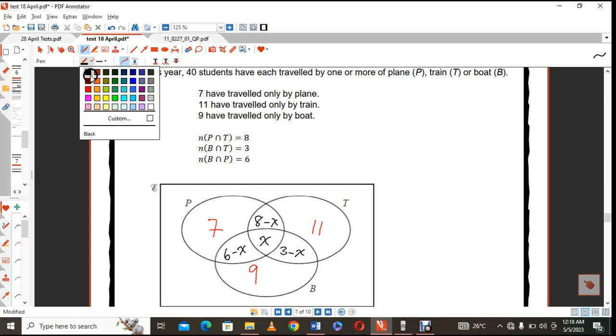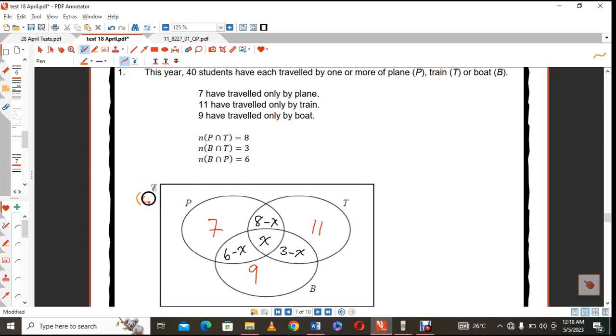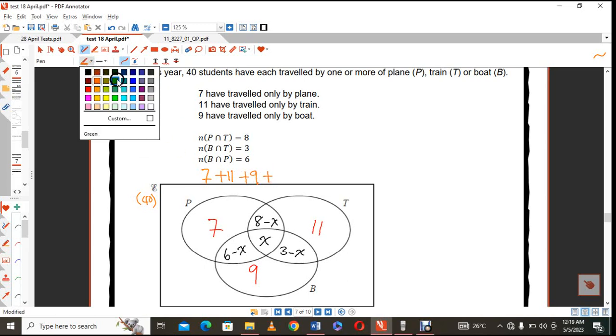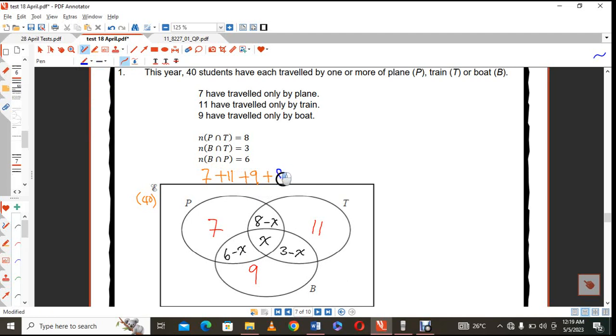So one way of doing it is, we know that the universal set is 40. So that means 7 plus 11 plus 9, okay, plus, I'm going to add only the numbers, 8 plus 6 plus 3, okay, minus, now here you have to be very careful why I'm saying minus 2x, because you can see that the minus x and x will cancel, leaving me with 2 minus x here and minus x here. That's going to be 2 of them.